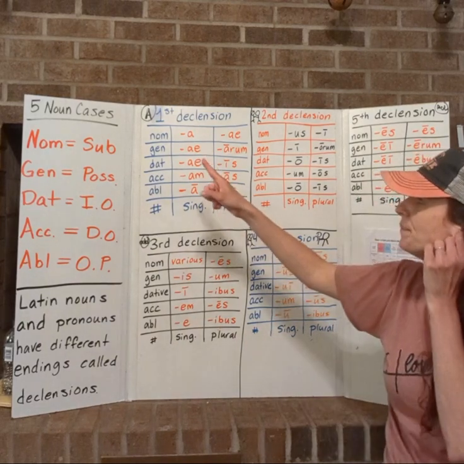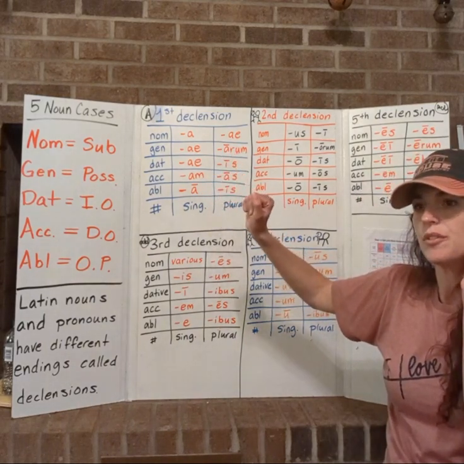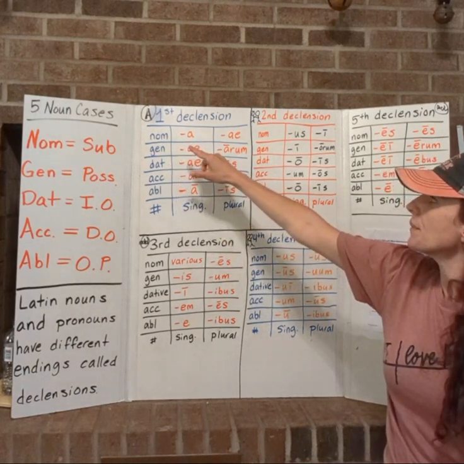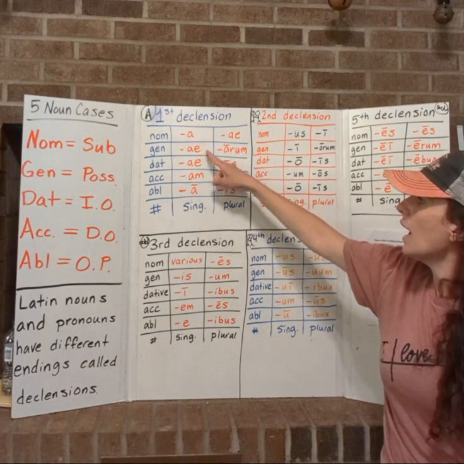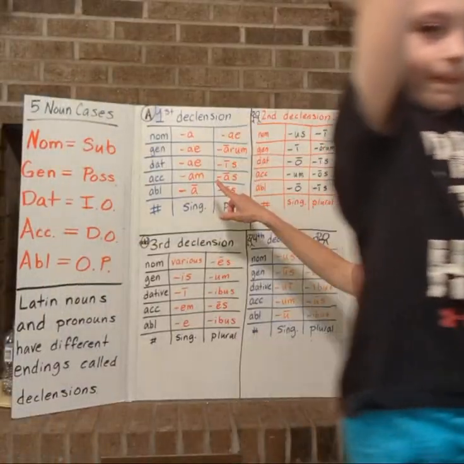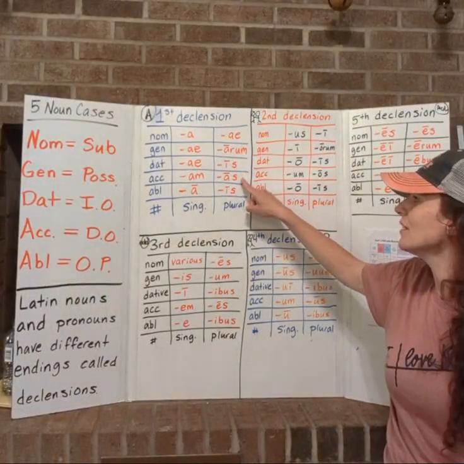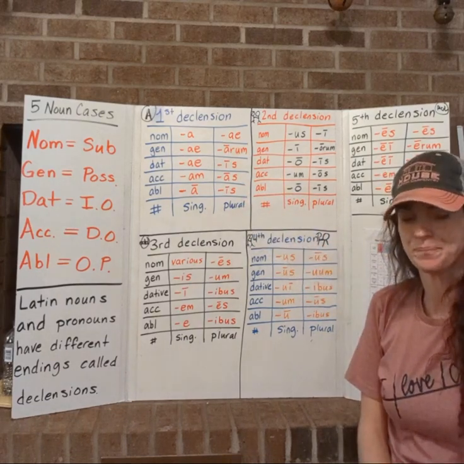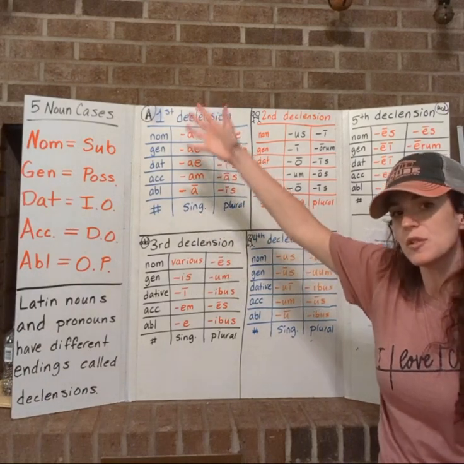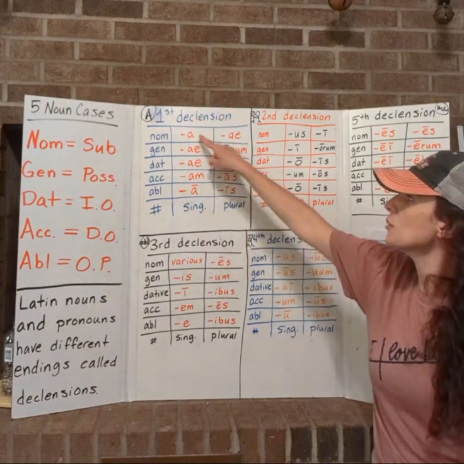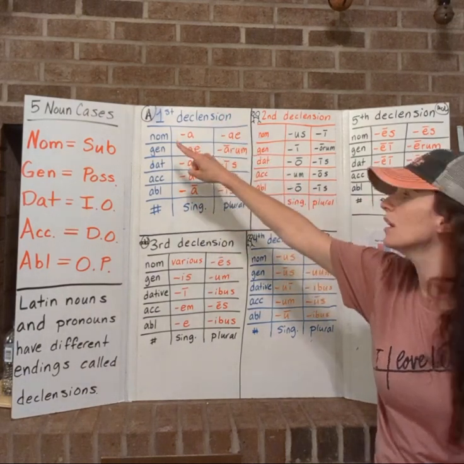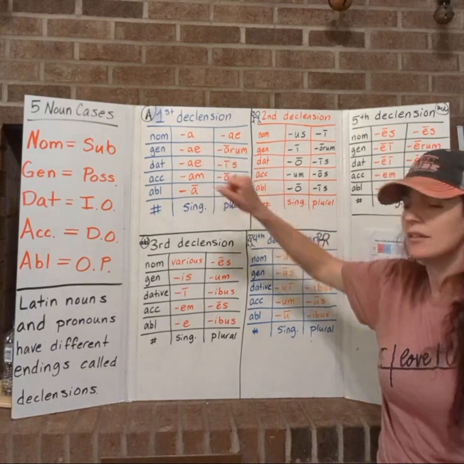But speaking of first declension nouns, the way we memorize it goes: ae, ae, am, ae, ae, singular first declension. And then ae, arum, is, as, is, plural first declension. The way that I remember that this is first declension is that it begins with the letter A, right? The chart we're memorizing begins with the letter A.